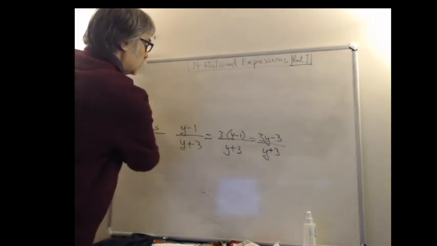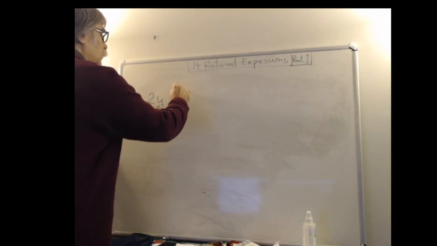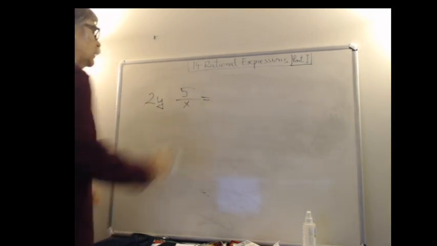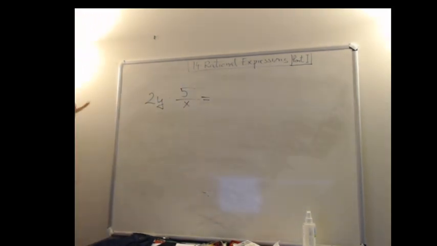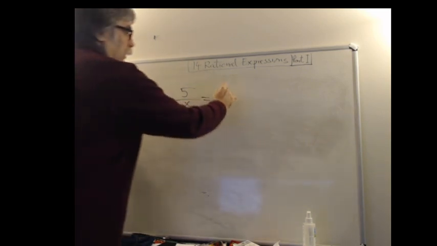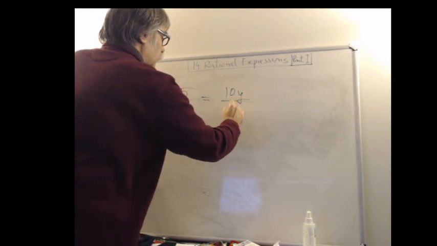Okay? Let me give you one more. So I have another one like that: 2y times 5 over x. What we have here, I'm multiplying the top, and I get 5 times this guy, which is 10y. And down there I have an x.